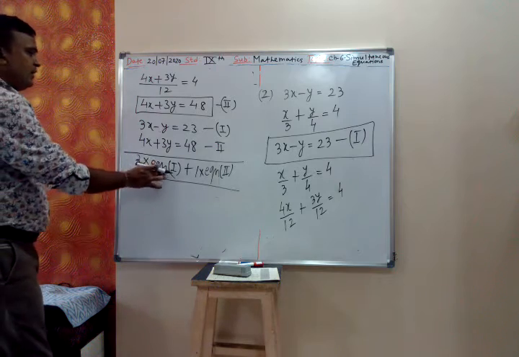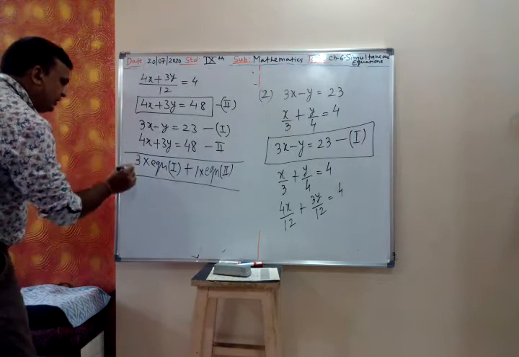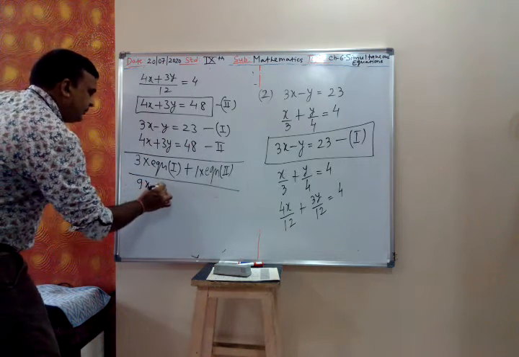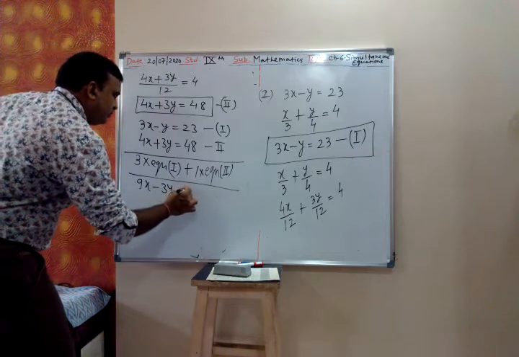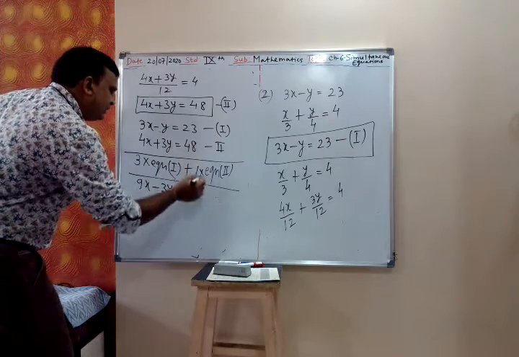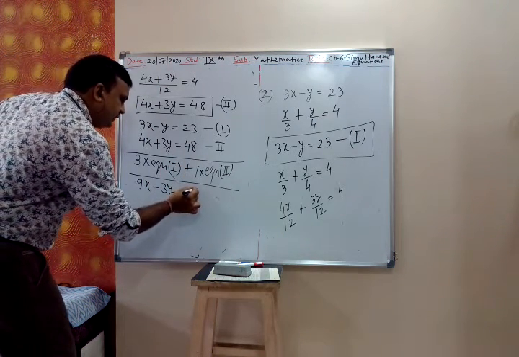So equation 1 I will multiply by 3. So 3 into 3, 9x minus 3y is equal to 23 into 3, that is 69.